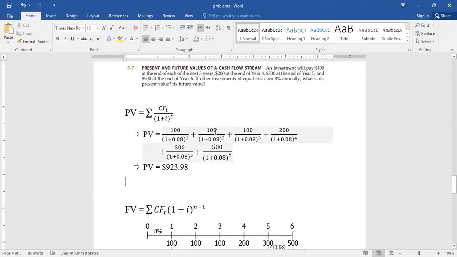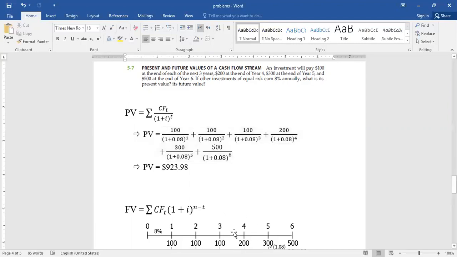Same thing for the second payment. I'm receiving $100 at year 2. So 100 divided by 1 plus I, so 1 plus 0.08 to the power 2. This is the second year. Same thing for the third year. 100, my payment that I'm going to receive. This is the cash flow at year 3. So 100 divided by 1 plus 0.08 to the power 3 this time because it's year 3.